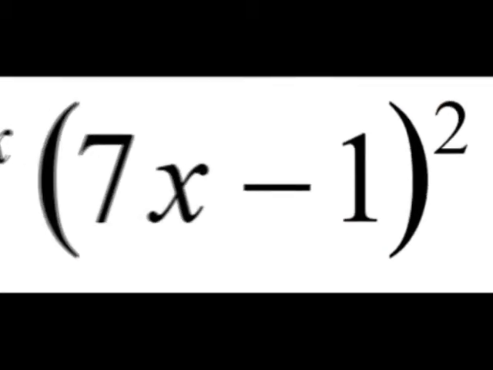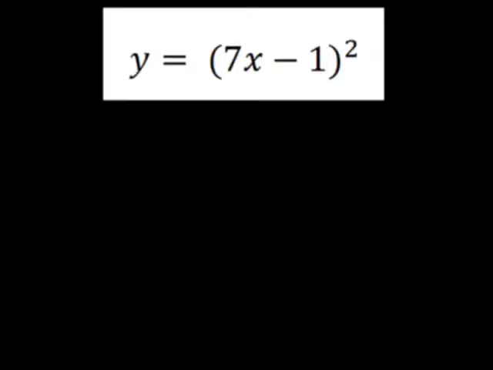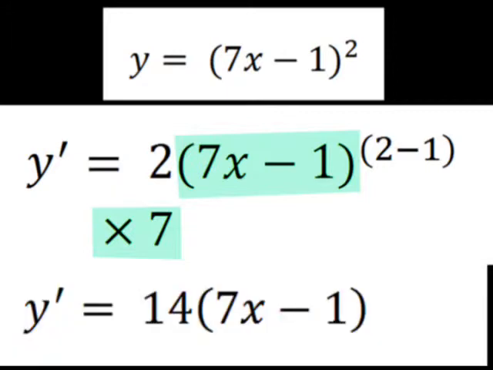Now, let's look at the other function in the equation. Place the exponent in front of the function and subtract 1 from the exponent. Then, multiply the function by the derivative of the function that is inside the brackets. Multiply the numbers outside the brackets and place in front of the brackets.